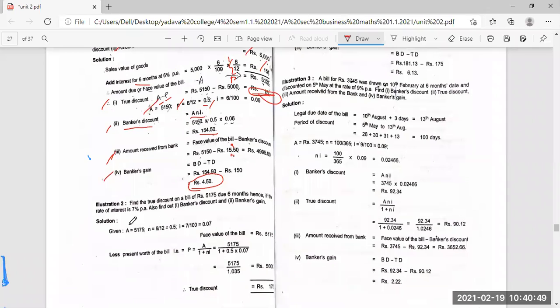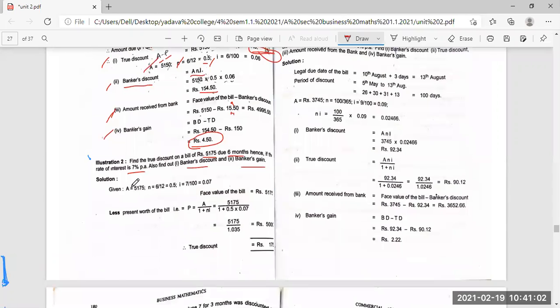Okay, coming to the next problem. True discount bill is 5,175, due in 6 months. If the rate of interest is 7%, find out the banker's discount and banker's gain. A they have given: 5,175. N is 6 by 12, I is 7 by 100.